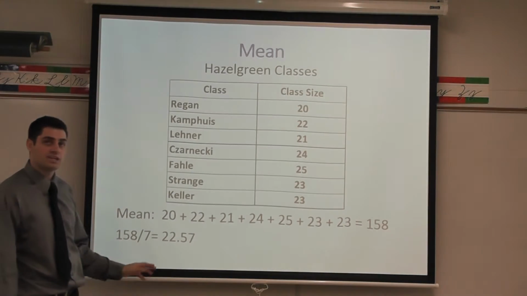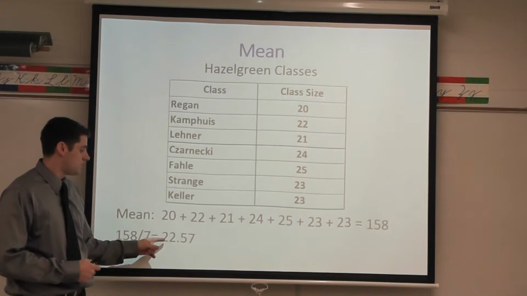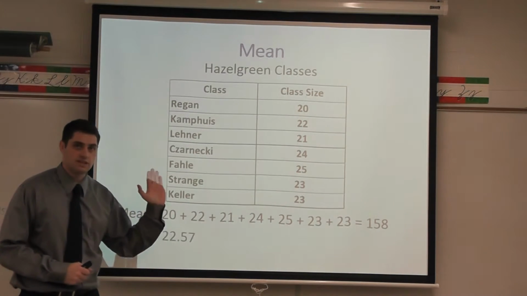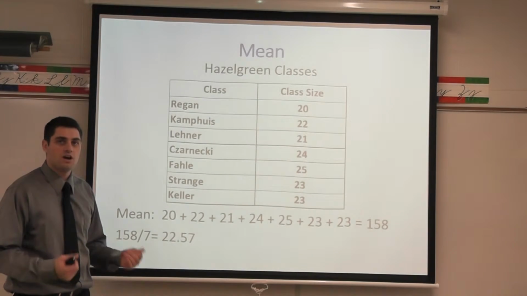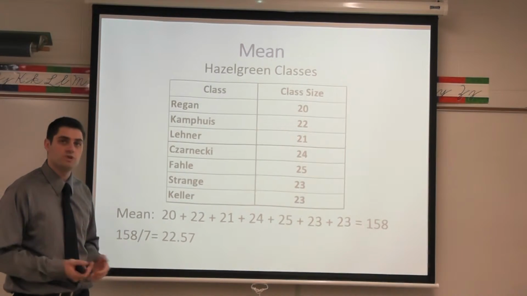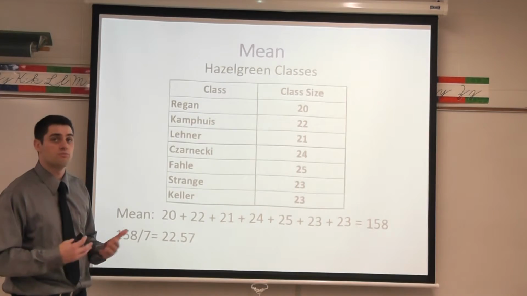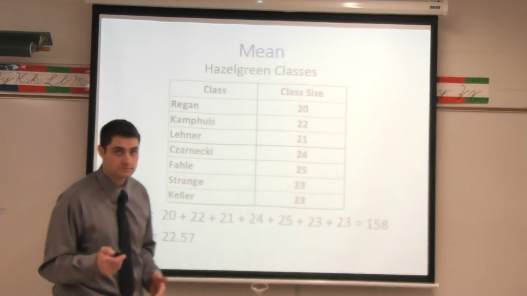When I divide it out, you might get a very long decimal on the calculator. But you'll get 22.57 and then a whole bunch of other numbers. So we're going to leave it as 22 and 57 hundredths, or basically about 22 and a half students as an average per classroom teacher.